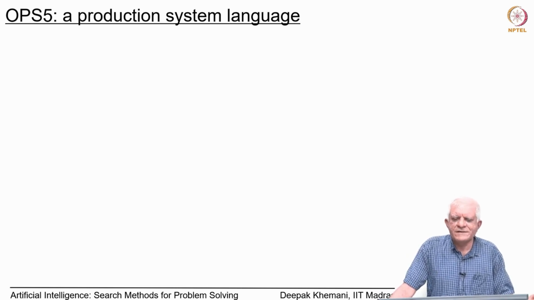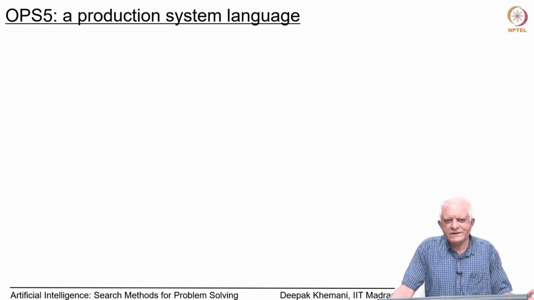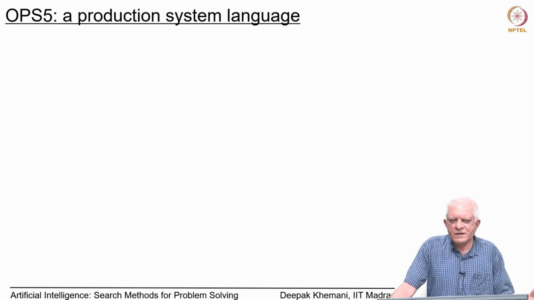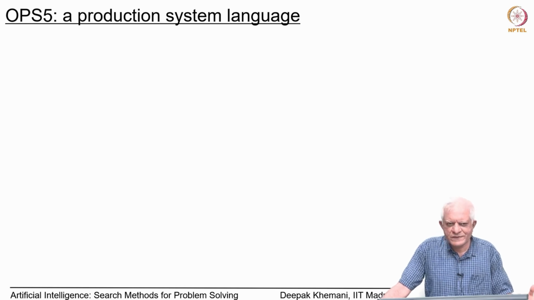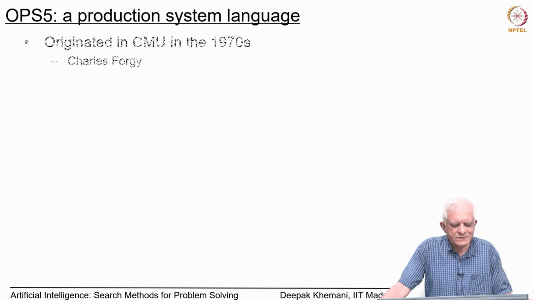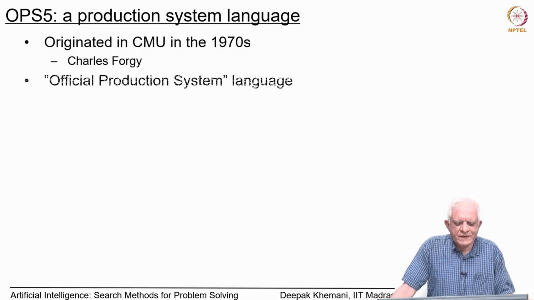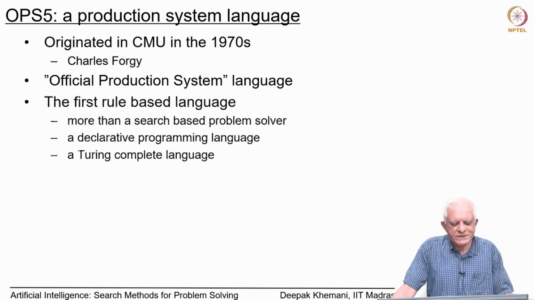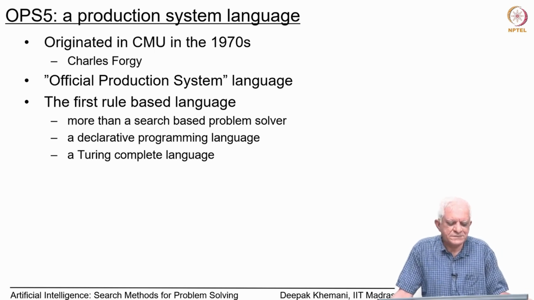Remember, CMU was the hotbed of AI activity, started about 70 years ago by Newell and Simon, and it produced a lot of exciting work in AI. This was one of those things. So, as I said, this language came from CMU. It was devised by a person called Charles Forgy. In fact, it was part of his PhD thesis, one of the more influential PhD theses you might say.